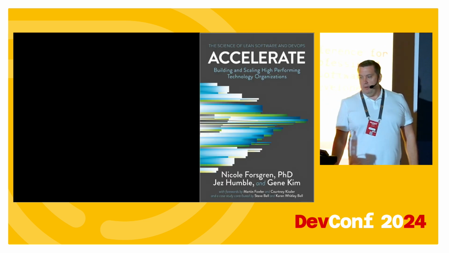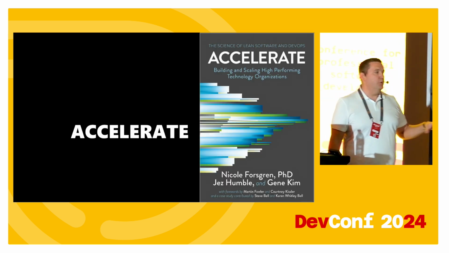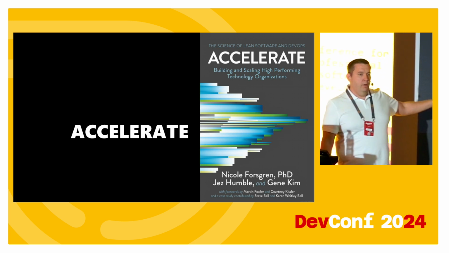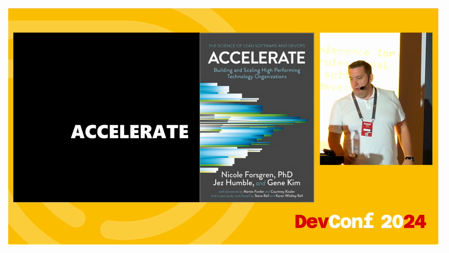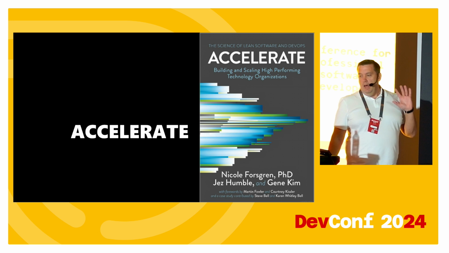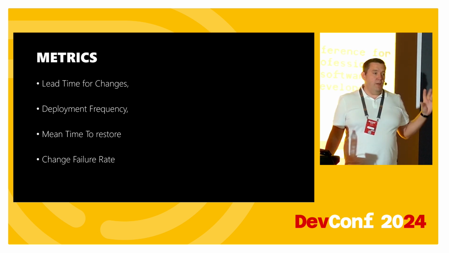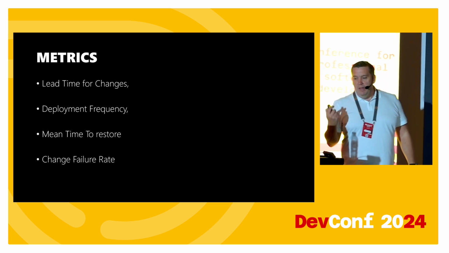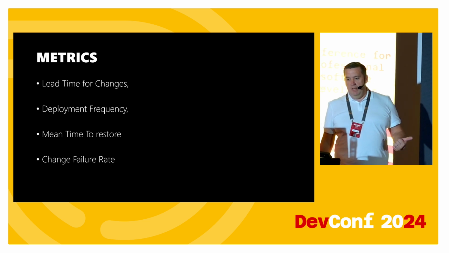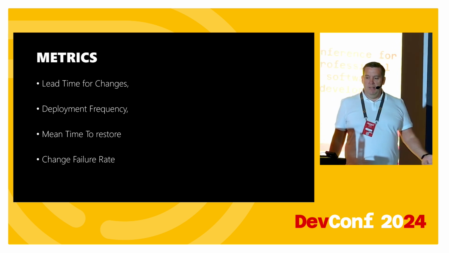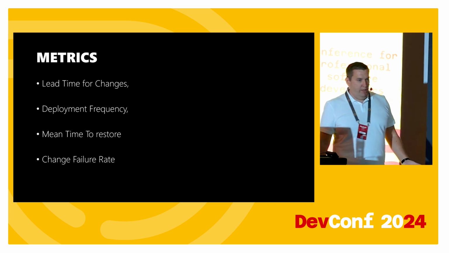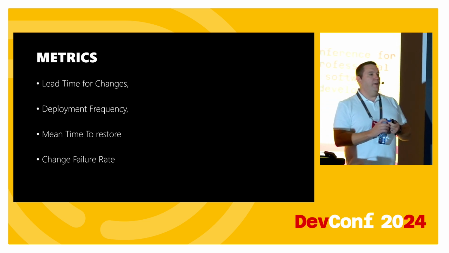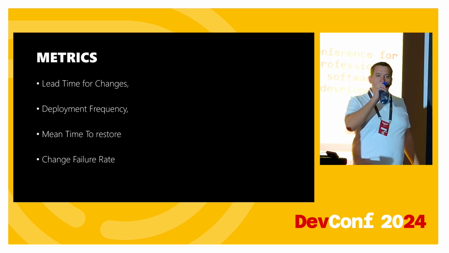There's a book I'd like to recommend. If you don't have any metrics today about how well you're doing as a software development organization, go and buy this book, steal it somewhere, and read it. It's written by Dr. Nicole Forsgren, Jez Humble, and Gene Kim, and it defines 4 metrics: lead time for changes, deployment frequency, mean time to restore, and change failure rate. These are great. We all understand what this means, right?